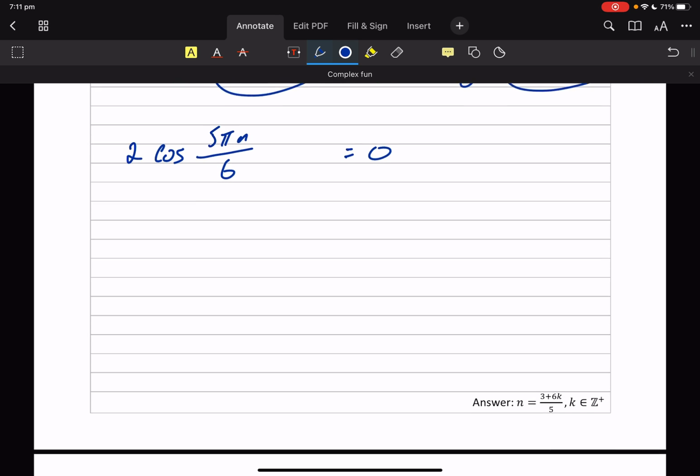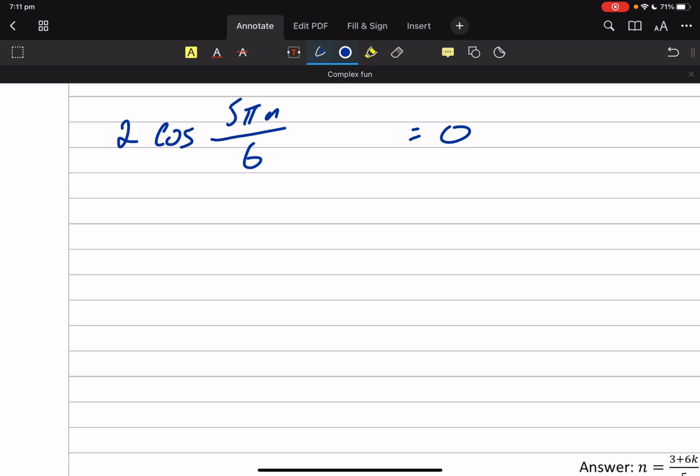So I'm left with, my gosh, and get rid of the 2. We're home and hosed from there: cos 5 pi n on 6. Because cos is 0 at pi on 2, we set 5 pi n on 6 equal to pi on 2.